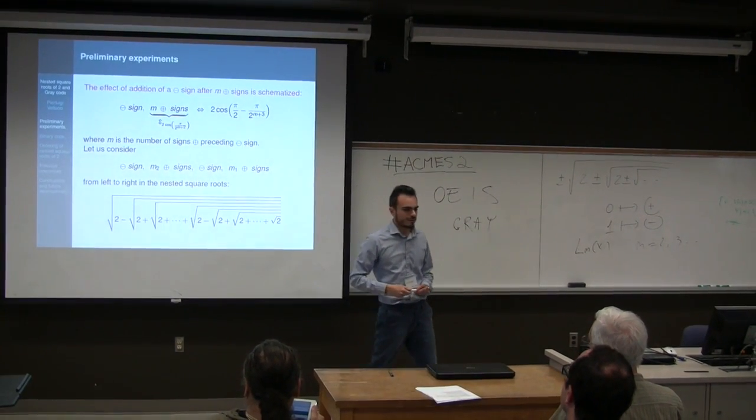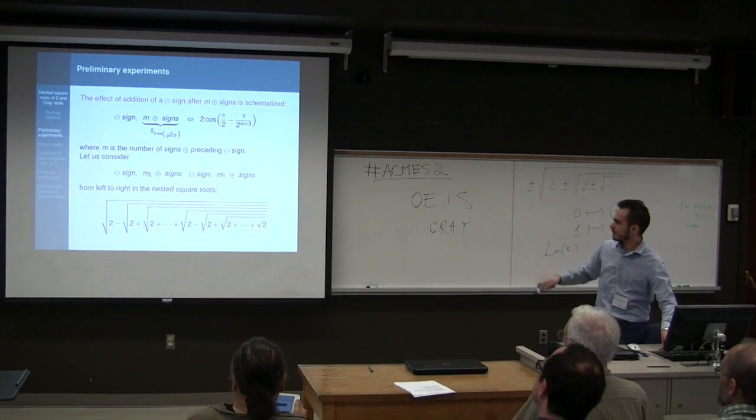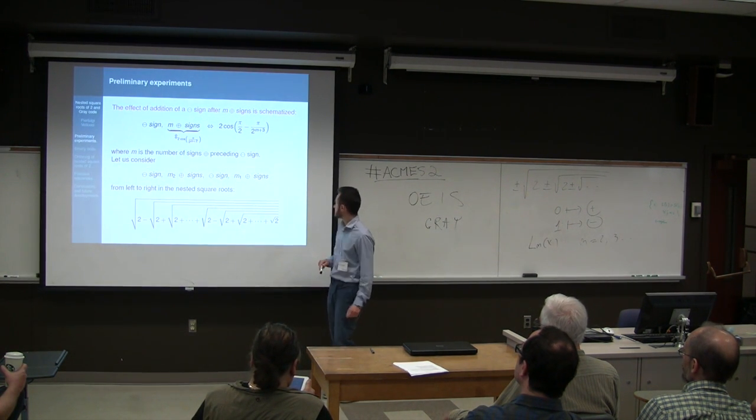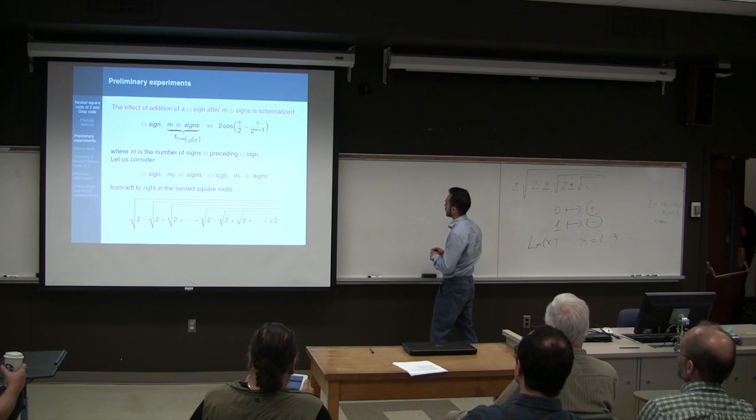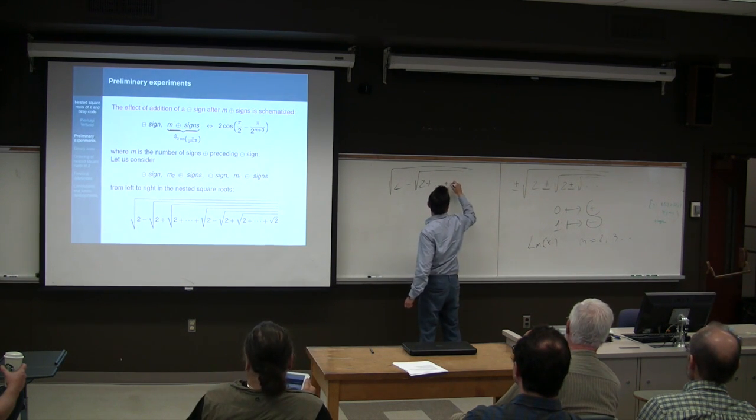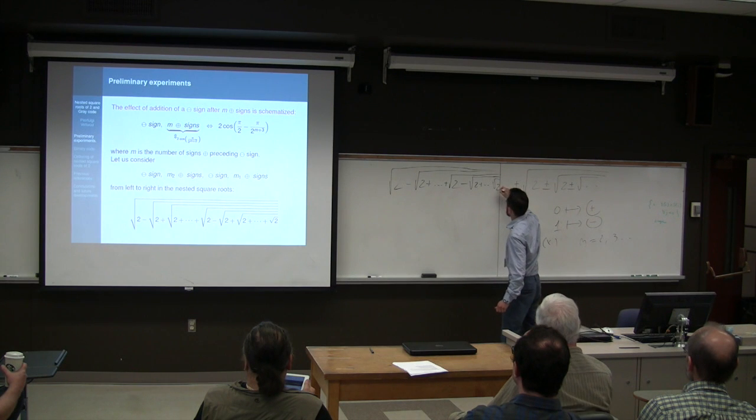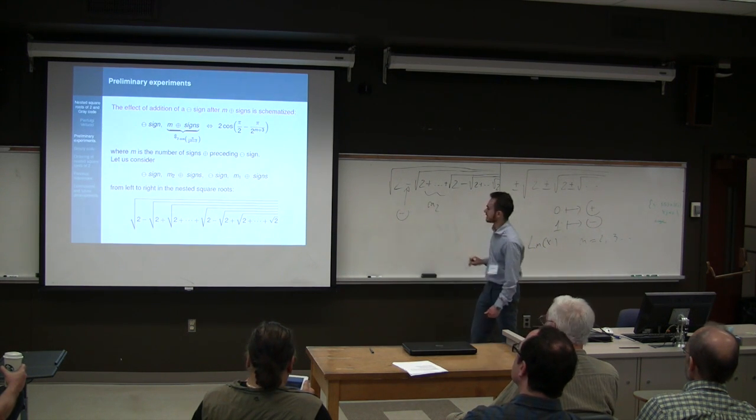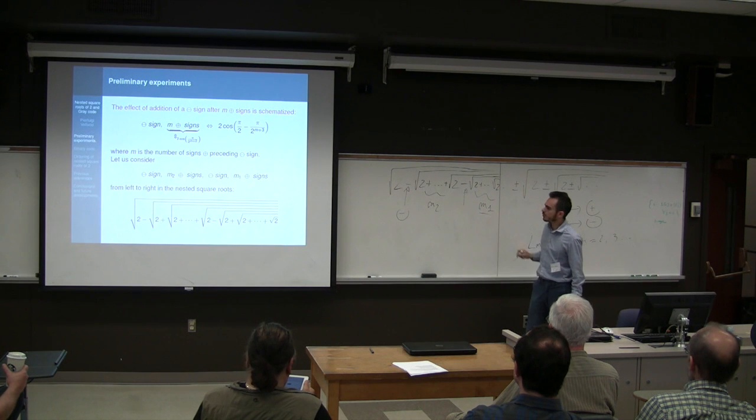Let us consider now the following form. We have from left to right a minus sign, m2 plus signs. This means that we are considering the following nested form: 2 minus 2 plus 2 minus 2 plus, and so on. This is the first minus sign. This is m2 plus signs. This is another minus sign, and these are m1 plus signs.